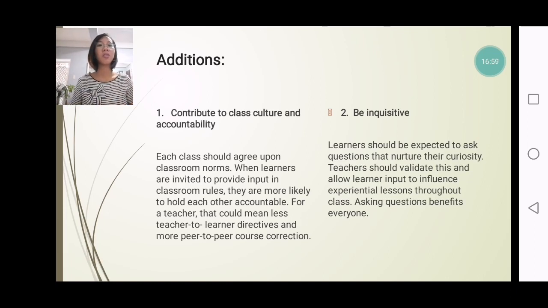First is contribute to class culture and accountability. Each class should agree upon classroom norms, okay? When learners are invited to provide input in classroom rules, they are more likely to hold each other accountable. For a teacher, that could mean less teacher-to-learner directives and more peer-to-peer course correction. That is the reason why, again, this has been told so much already since the start of our course, no? One way to really facilitate discipline or behavior in the classroom is to let the students become participants in establishing rules and regulations.